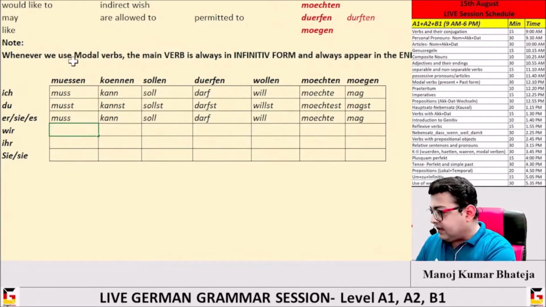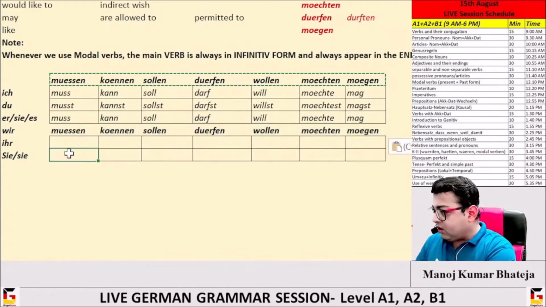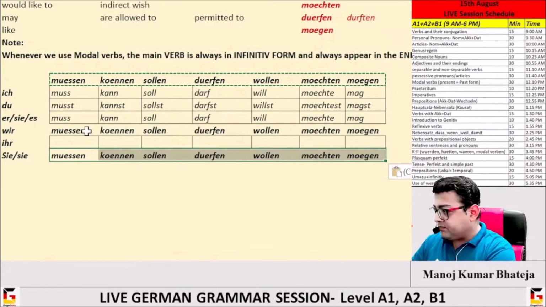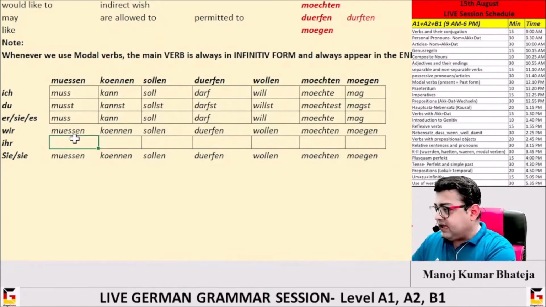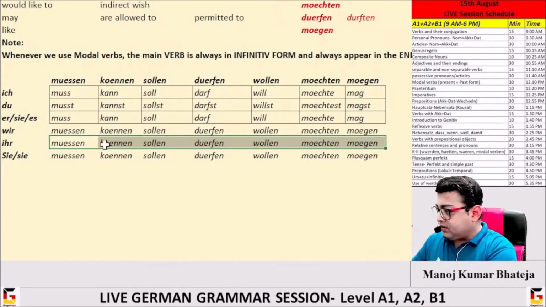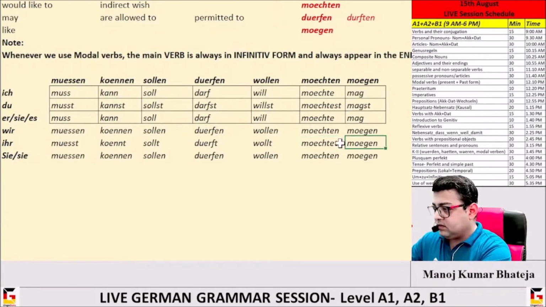Wir and sie, Sie, they're always same as the infinitive form. With ihr, what exactly do we do? We remove en from the end and just add t. Müsst, könnt, and so on.